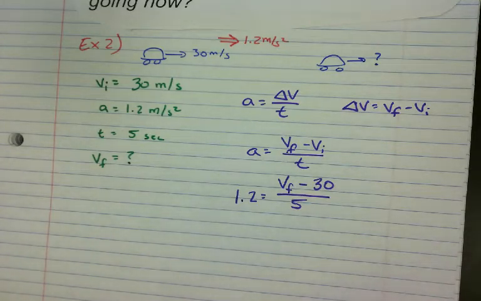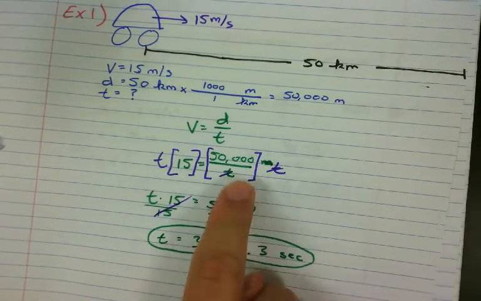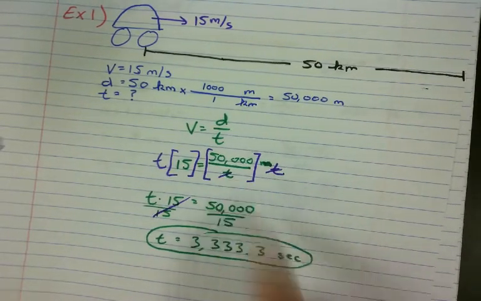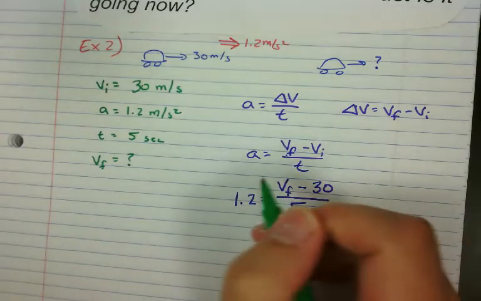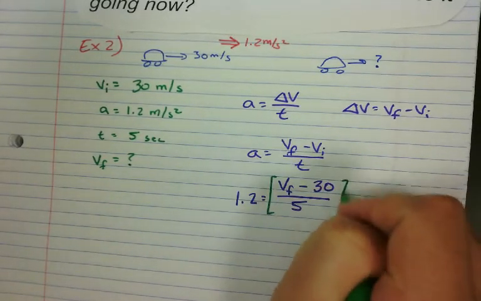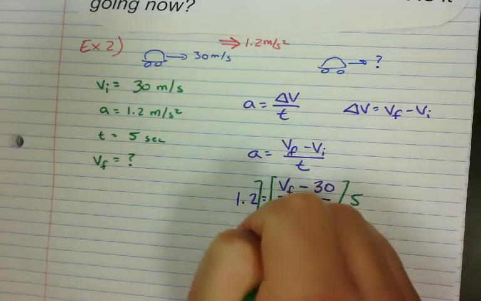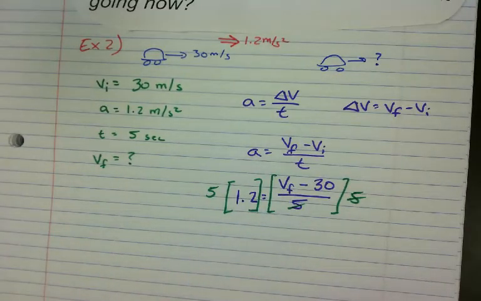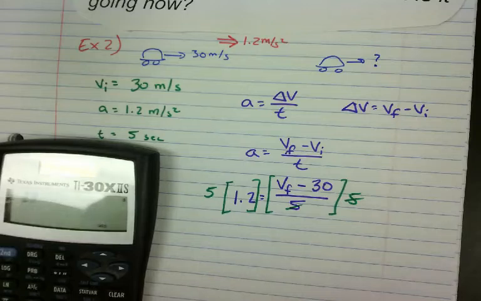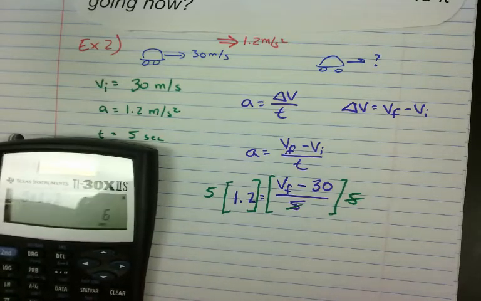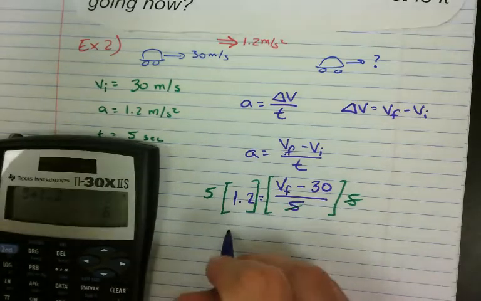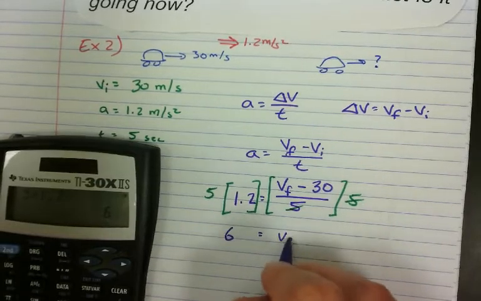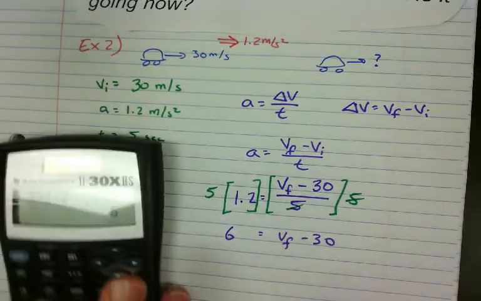How do I solve this? Remember what I said the last time. I chose my equation and I plugged things in, and then the next thing I did was I multiplied by what was on the bottom to cancel it. So in this case, I'm going to multiply by what's on the bottom, which is 5. So if I multiply both sides by 5, on this side the 5s are going to cancel, and then I'm going to get 5 times 1.2 on this side, which is 6. So I'm going to have 6 equals VF minus 30.